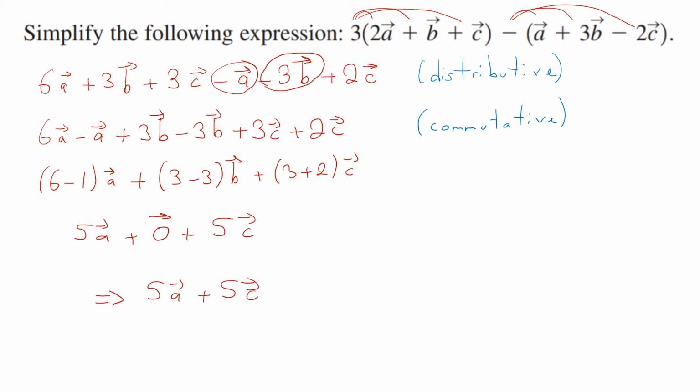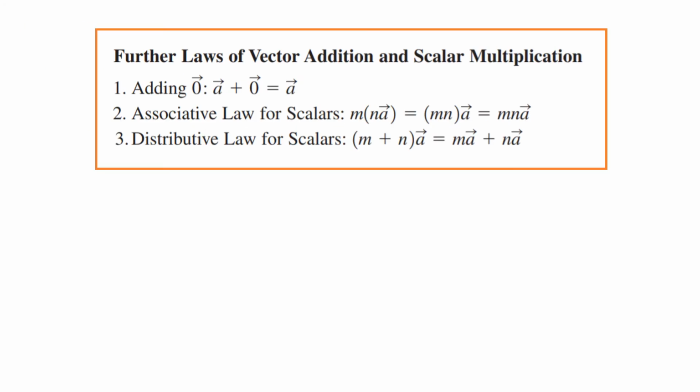So that's it. So there are also further laws of vector addition and multiplication we need to consider. One of them is when I add the 0 vector, it is just like adding a 0 to any value. I will get the same vector, which is a vector A in this case.